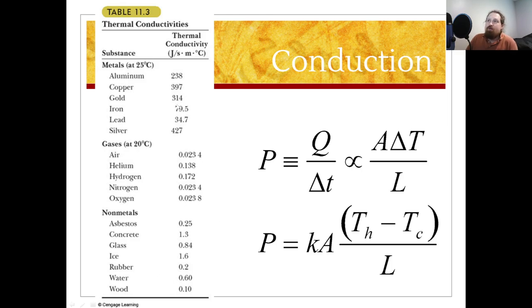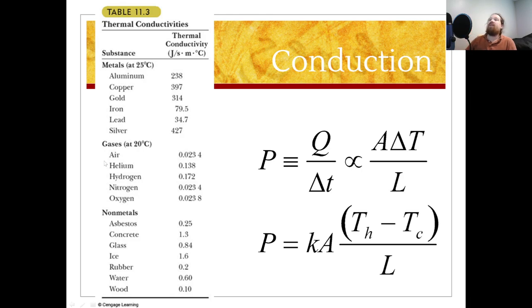Now, the size of the number represents how much energy can pass through the material every second. So a bigger number, like up here with the solid metals, represents that more energy can travel through every single second. So these metals have very high thermal conductivity. Energy can transfer through them very quickly. Whereas these gases and nonmetals down here have much, much lower values. Thermal energy does not transfer through them nearly as fast.